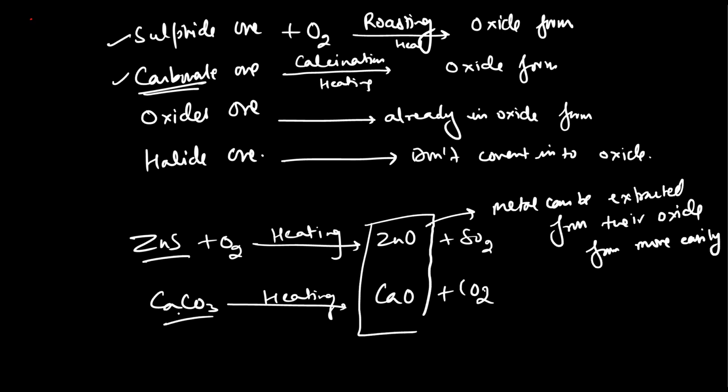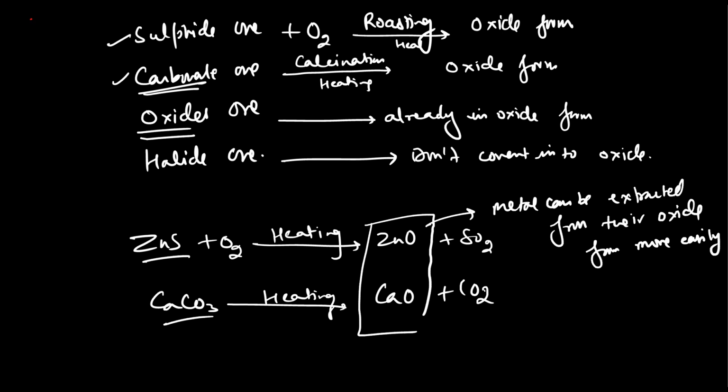If we try to extract metal directly from zinc sulfide or carbonate, it will take an extra process, so it will be harder. That's why we convert sulfide ore and carbonate ore into their oxide forms. And oxide ores are already in their oxide forms. Do you understand, everybody? ZnO and CaO can later be converted into metals.